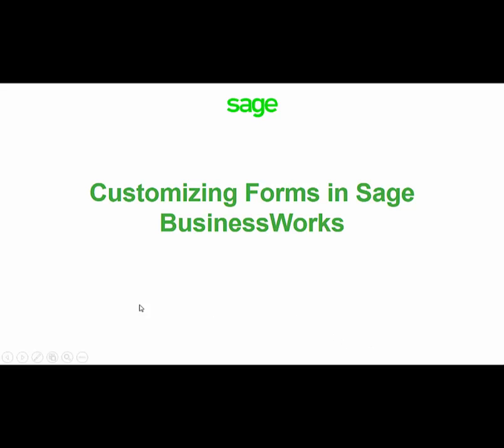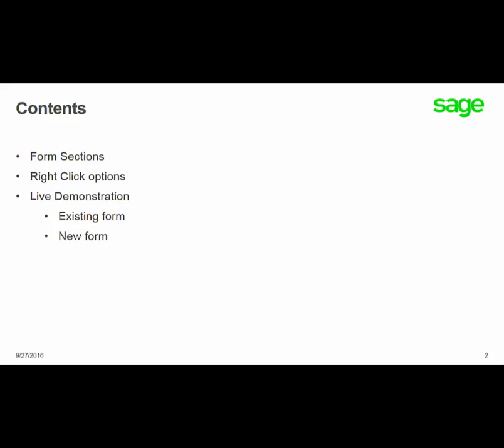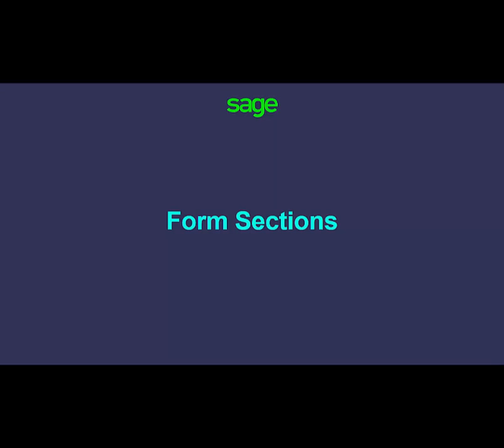Welcome to our tutorial today on how to customize forms using Sage BusinessWorks. Our course today will go over the custom form design screen and how to edit the forms. In this course, we will discuss the different form sections available, the different right-click options available, and then we will provide a live demonstration in which we will cover how to add items to an existing form and how to create a new form. First, let's take a look at the form sections.